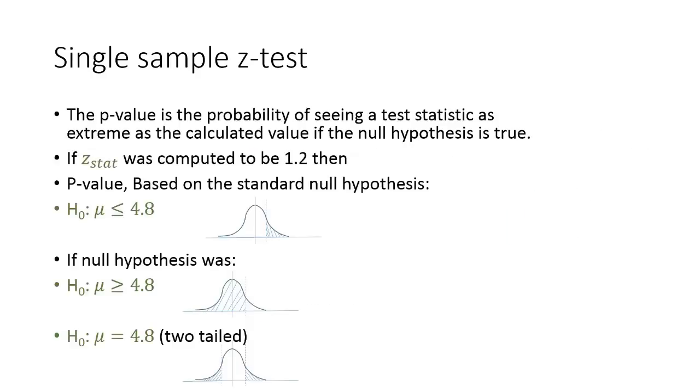Okay, so I've just restated the official definition. What we're going to be calculating is something called a p-value, and this is the probability of seeing a test statistic as extreme as the calculated value if the null hypothesis is true, with the core idea being that if it looks too extreme, that if the p-value or the probability of seeing this test statistic is really low, then perhaps the null hypothesis was not true to start with.